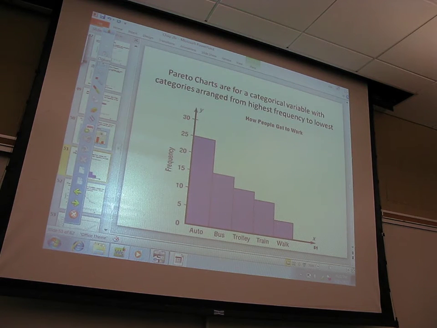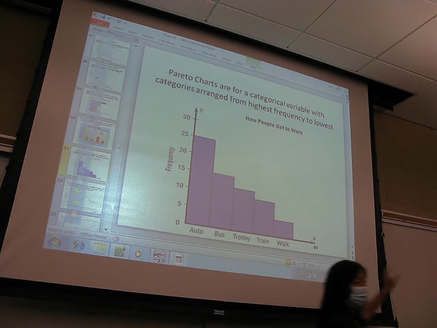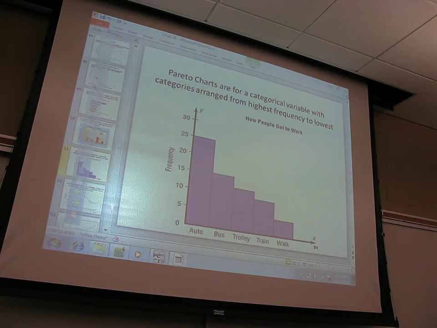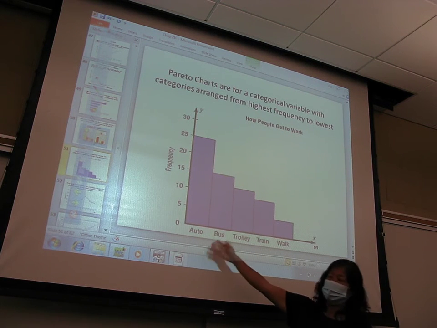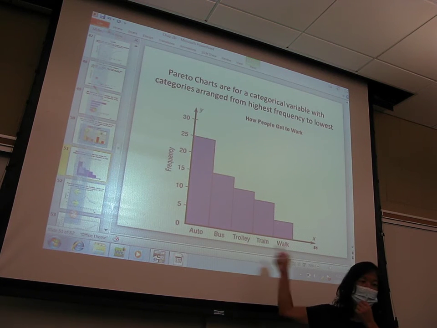So Pareto charts are only for categorical data. They're bar graphs, but they're bar graphs where you've rearranged the data from most frequent to least frequent. So you can only do that with categories, because if it's numbers, you can't move the numbers around, right? You can't have 3 before 1 and 5 between 1 and 3, right? If your data's numbers, it's got to stay in order. But it doesn't matter. You can have train in front of bus, in front of walk. You can put these in any order you want.